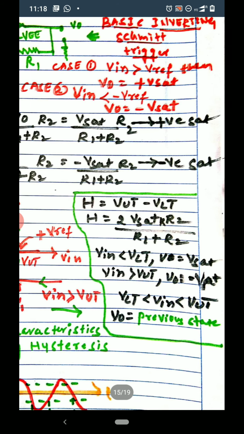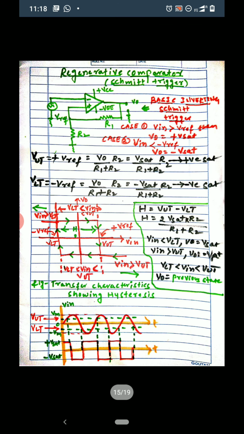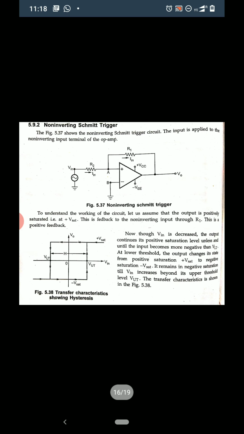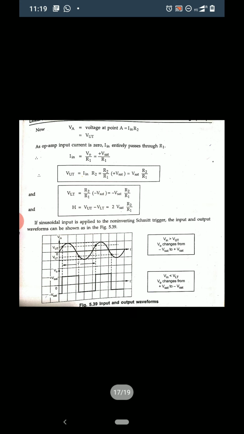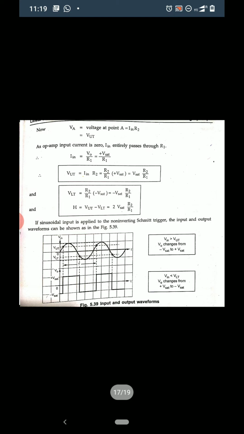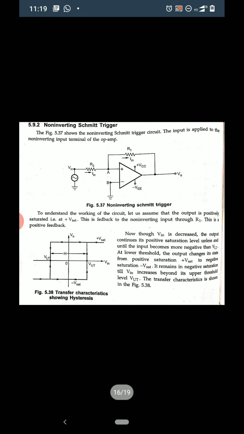Okay. So this is about the basic inverting Schmitt trigger. We will move forward. Now I will leave this for you as an assignment. You need to write non-inverting Schmitt trigger. You have to draw the diagram, you have to draw the hysteresis curve, you have to draw the output voltage curves with explanation and necessary equations, and you need to submit.